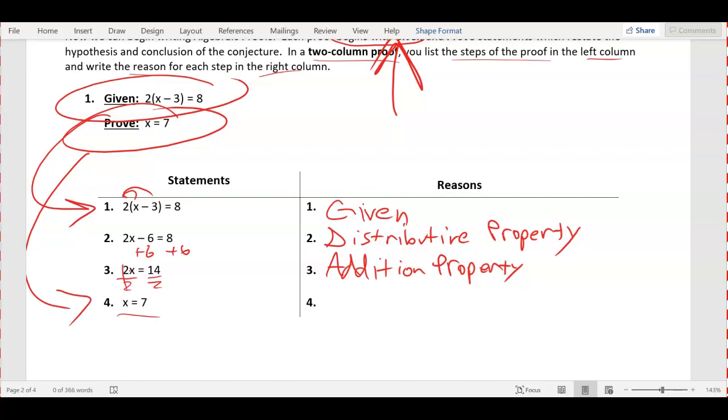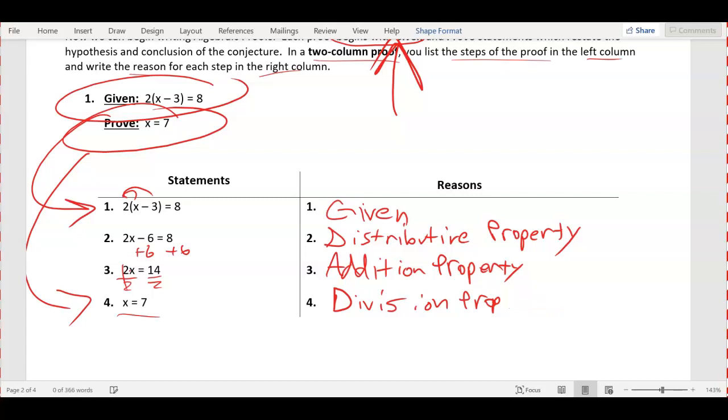So that worked out. So since I divided on both sides, what do I write? Division property. Now, if you put something else like dividing or something, I'm okay with that, okay? But technically it's division property.